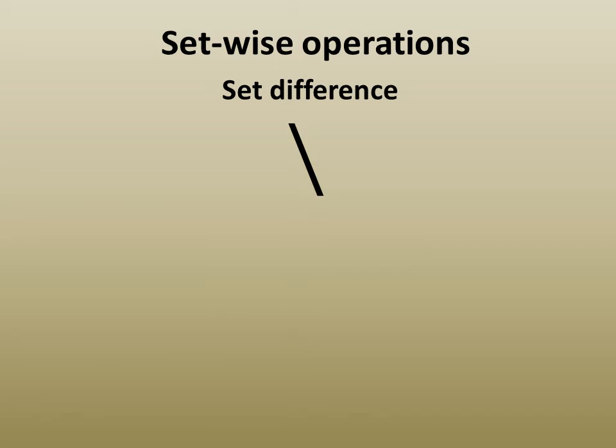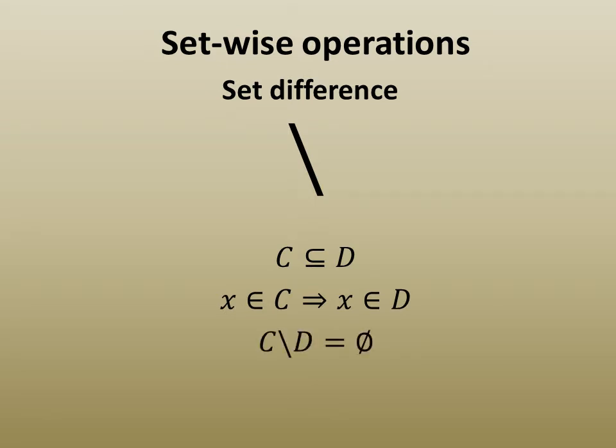As another example, let C and D be sets, and let C be a subset of D. We know that every element of C is also an element of D, so C/D is the empty set. For an intentional definition of the set difference of two sets, we would use this predicate, which we would read as A/B is a set of all x, such that x is an element of A and x is not an element of B.